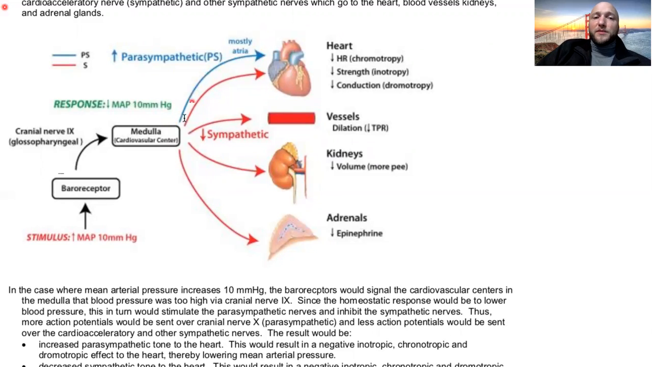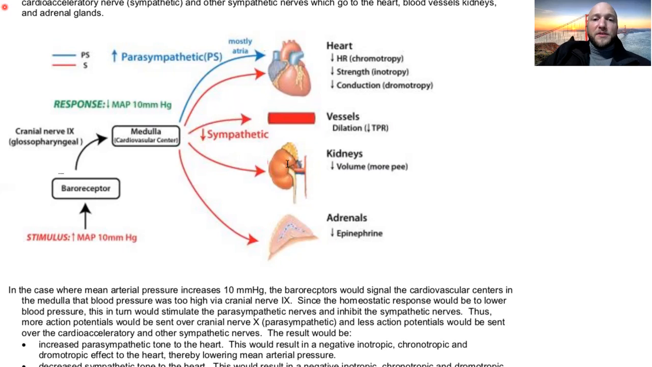It increases parasympathetic stimulation of the heart, of the nodes of the heart, which will decrease blood pressure. It will decrease sympathetic nerve stimulation to the heart, which will decrease heart rate. It'll decrease the strength of contraction, or inotropy, and decrease the conduction rate, or dromotropy. This is going to decrease heart rate and decrease stroke volume. This is going to decrease sympathetic signals to vessels, which is going to cause vasodilation.